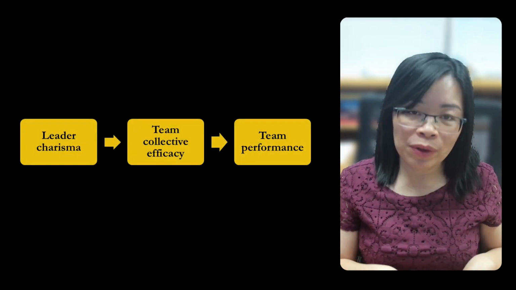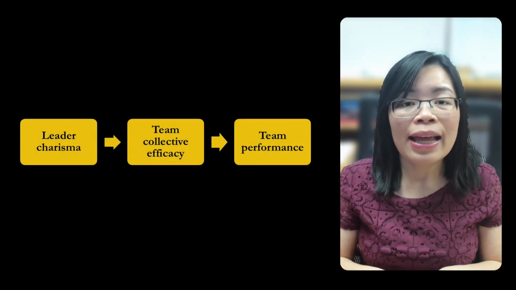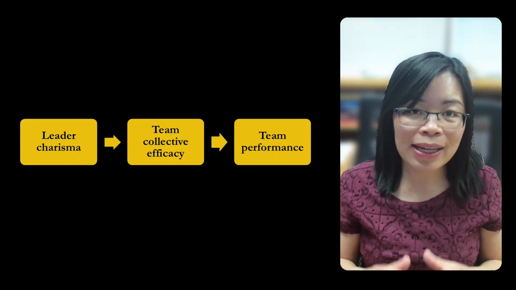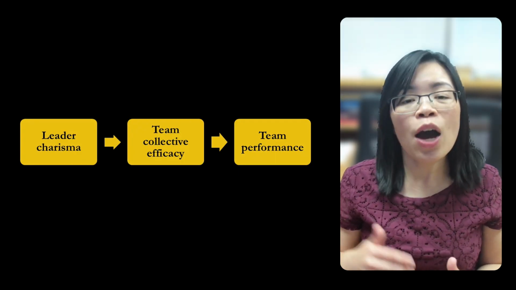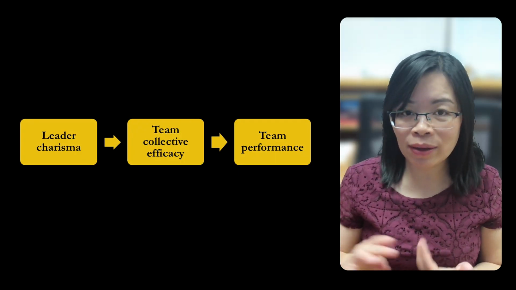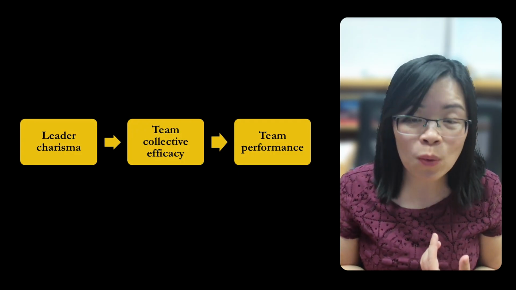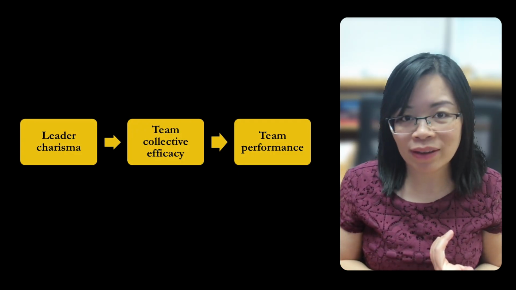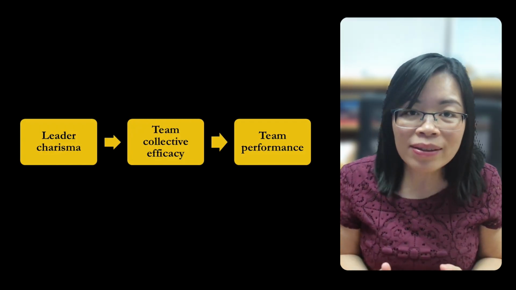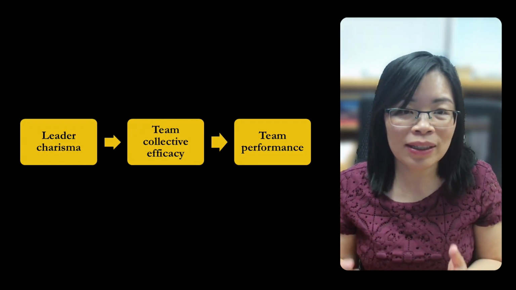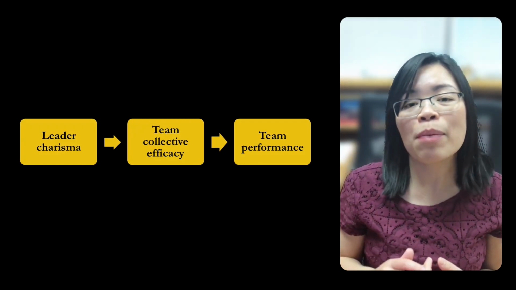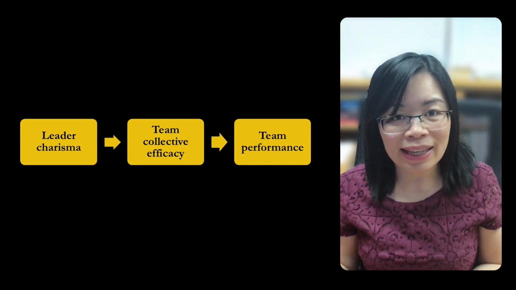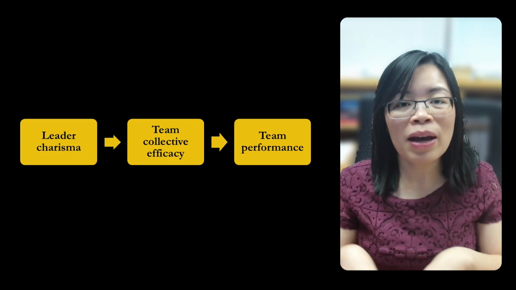For example, your theoretical framework suggests that leader charisma increases team performance through boosting teams' collective self-efficacy. A quantitative researcher may generate three hypotheses. Hypothesis 1, charisma is positively related to performance. Hypothesis 2, charisma is positively correlated with teams' collective self-efficacy. And hypothesis 3, teams' collective self-efficacy mediates the relationship between charisma and performance.